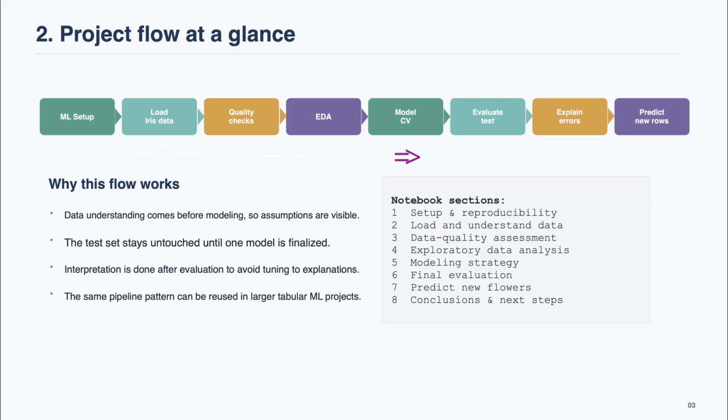Once the data is understood, we define a modeling strategy. We split the data into training and test sets, compare models using cross-validation, and select the best final model. After model selection, we evaluate the final model on the untouched test set. Finally, we explain model errors, inspect feature importance, and use the model to predict new flower examples.